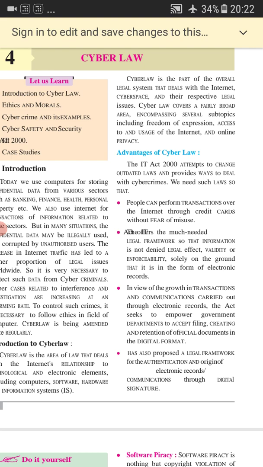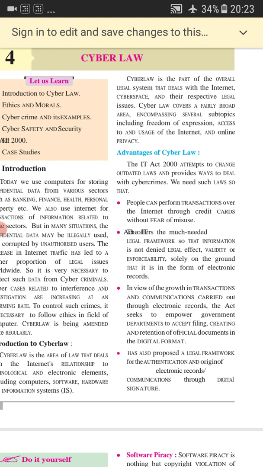In view of the growth in transactions and communications carried out through electronic records, the Act seeks to empower government departments to accept filing, creating, and retention of official documents in digital format. You know that nowadays everything, like applying for passports, applying for licenses, is in an online manner. It is a more secure way, and government employees follow proper rules to do all these things.